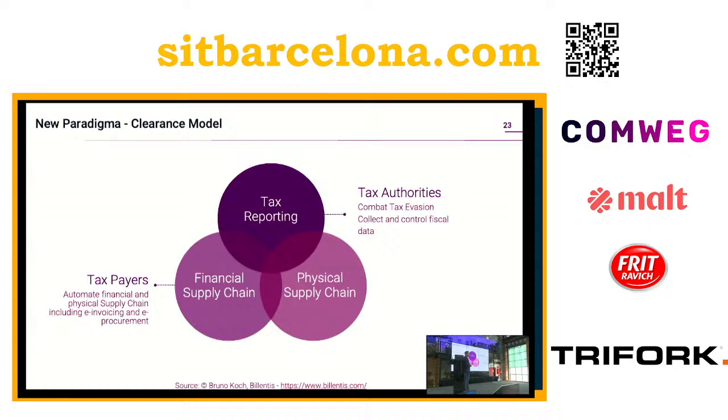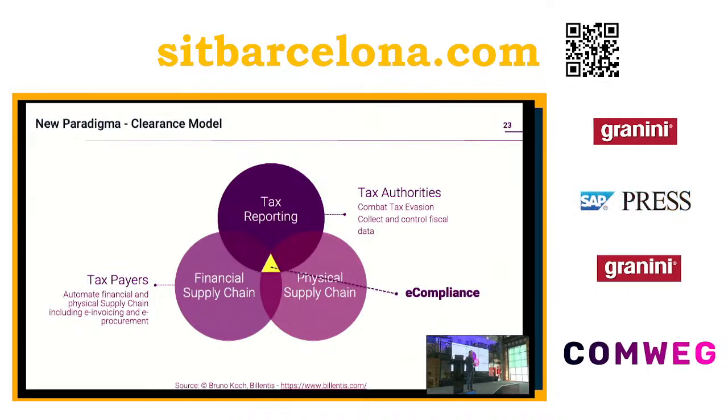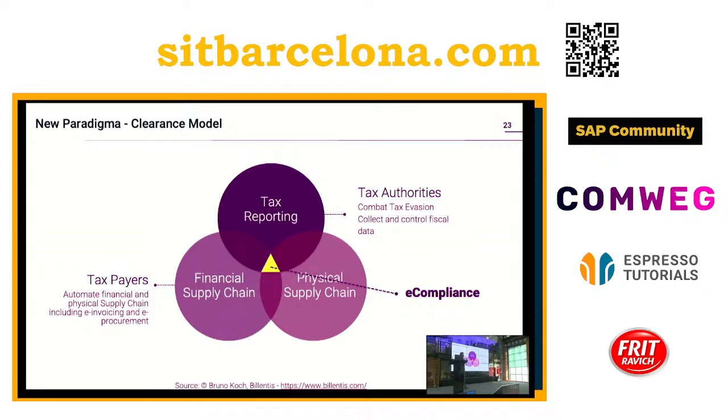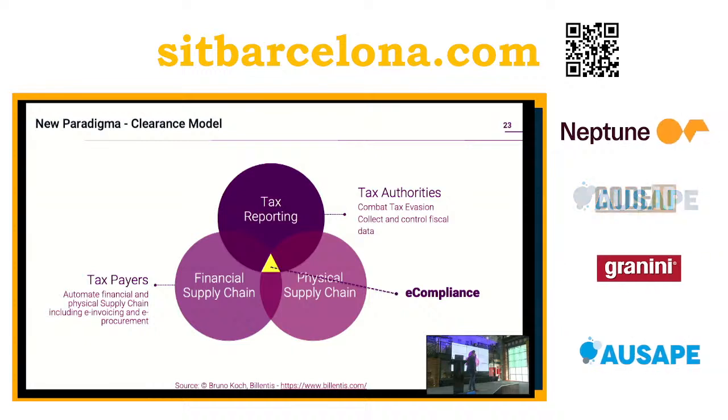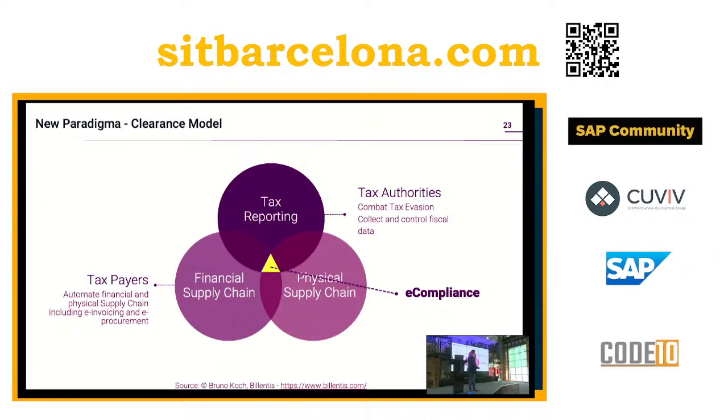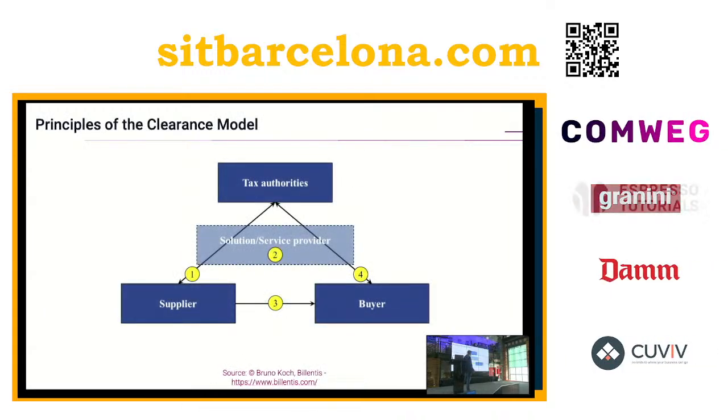And here we can see in the middle we have the eCompliance topic. This is the connection between the financial supply chain, the physical supply chain, and the tax authority. Everything in real time. And this is the new paradigm. The world is moving to this paradigm here. Well, okay. Then, as I told you, the clearance model.